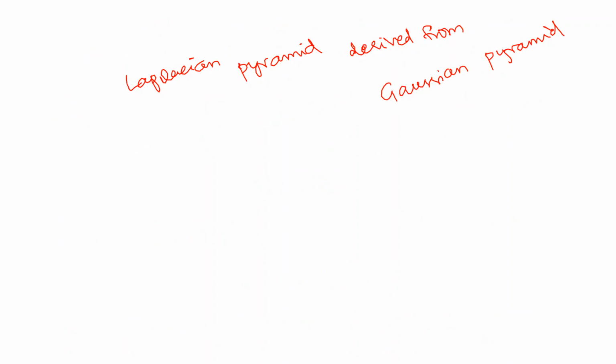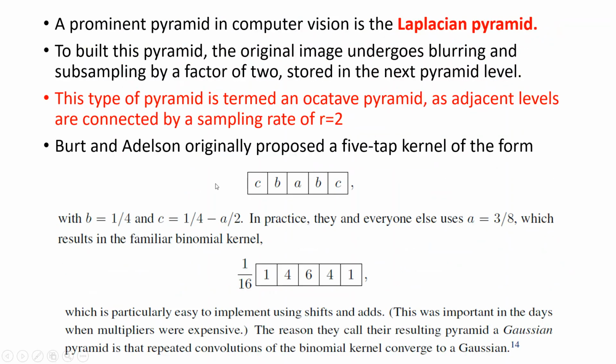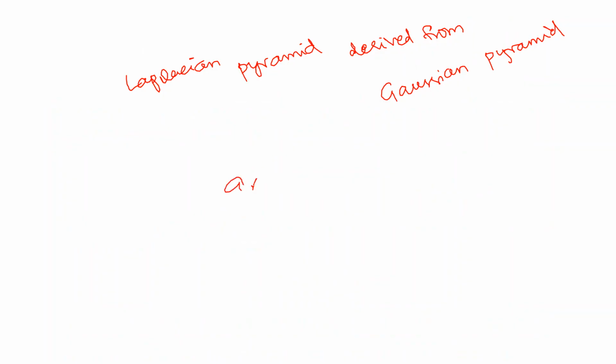We need the binomial kernel to do this operation. So let us see the binomial kernel proposed by Burt Adelson. It is a five-tap kernel, so C, B, A, B, C is the kernel shape. We know the summation of all this should be 1. So I am going to take A plus 2B plus 2C equal to 1. We are going to take B equal to 1 by 4. On taking B equal to 1 by 4, A plus 2 by 4 plus 2C will be 1. So A plus 1 by 2 plus 2C equal to 1.